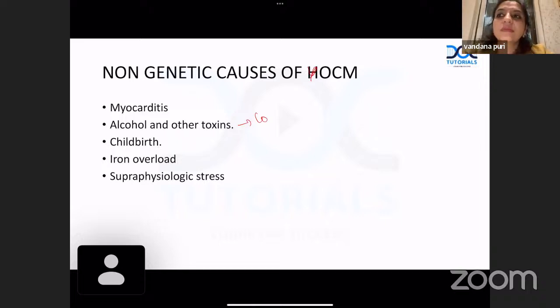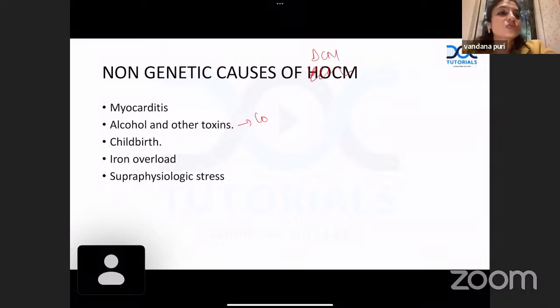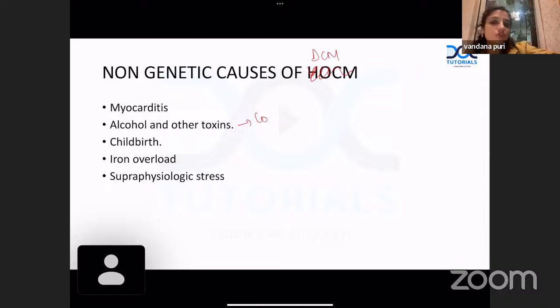So this is not HOCM, guys. It's dilated cardiomyopathy. Okay, sorry for this. Hemosiderosis predominantly causes dilated cardiomyopathy more than restrictive cardiomyopathy, and this is one question which everybody keeps on asking. And then supraphysiological stress also causes dilated cardiomyopathy. And Takotsubo is one kind of dilated cardiomyopathy. So that's a simple googly question.